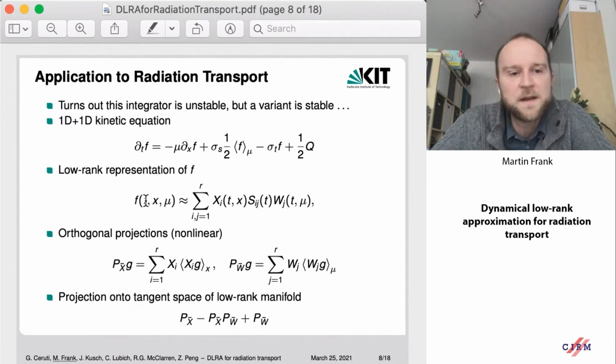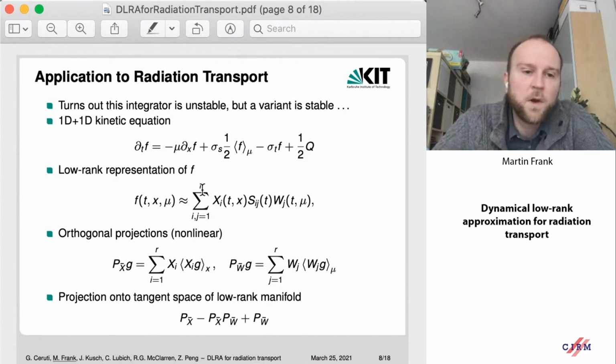So I express my F with some basis functions in space. They are called X, and depend on t, so they change over time. My expansion coefficients, which I collect in this small r by r matrix S, and then I have basis functions for the velocity space. So an abstract low rank decomposition of F on function spaces. And then obviously I have orthogonal projections onto these spaces. So that's just a standard truncated Fourier series.